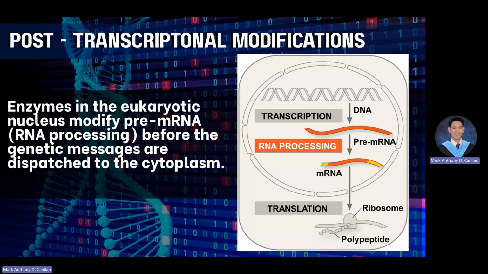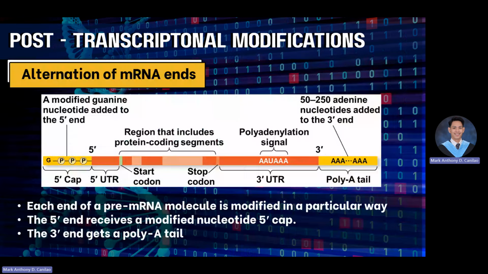So now, after manufacturing an RNA transcript, it needs to undergo post-transcriptional modification. Okay? So enzymes in the eukaryotic nucleus modify the pre-mRNA, or process the RNA, before the genetic message is dispatched to the cytoplasm. So for the first step, we need to alter the mRNA ends by adding a cap to the 5' end. And also, we add a poly-A tail at the 3' end of the mRNA that we have manufactured.